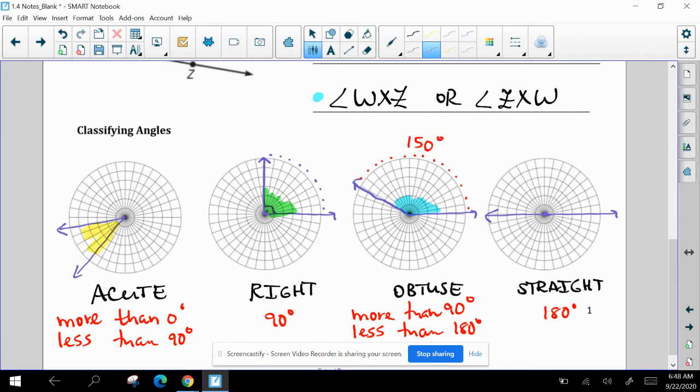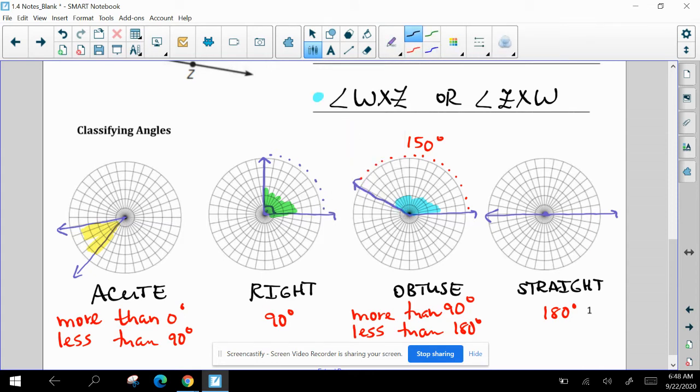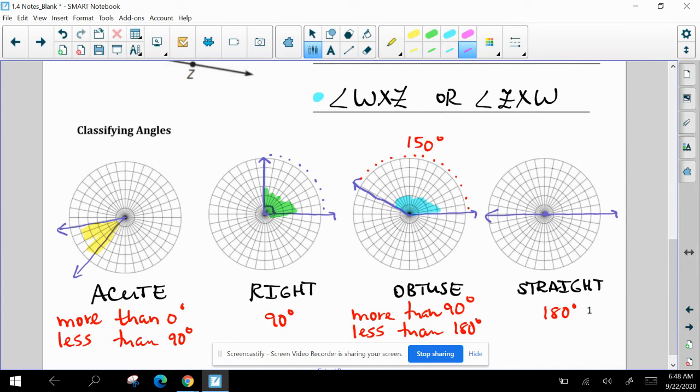And this little grid's going to help you to measure them without having to bust out your protractor, which you might have, but you might not have at home. So, all right, and our last angle was the straight angle, and it was exactly 180 degrees. And there's 360 degrees in a full circle. So basically, this is exactly half. And that would be your straight angle.